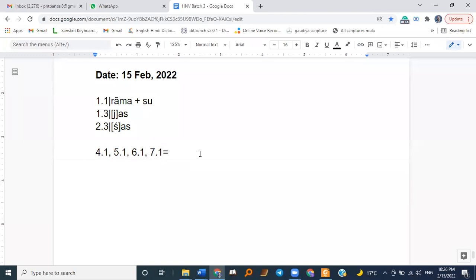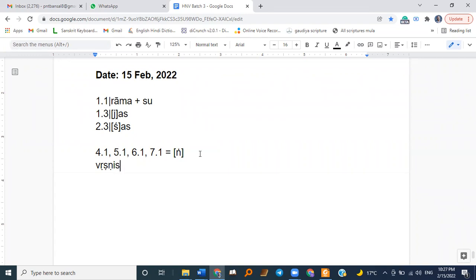No is common in all these pratyayas, right? Now there will be a sutra ahead which will say that the pratyayas which have no as indicated letters are known as vrishnis. It will come ahead. So it means that 4.1, 5.1, 6.1, and 7.1 are called vrishnis by that particular rule.